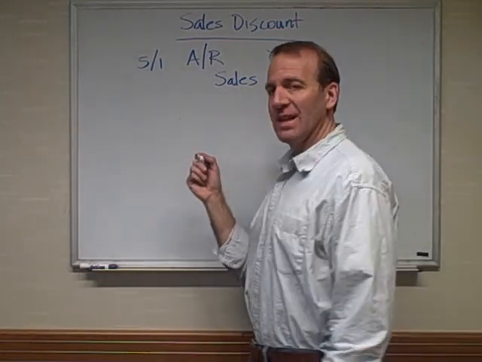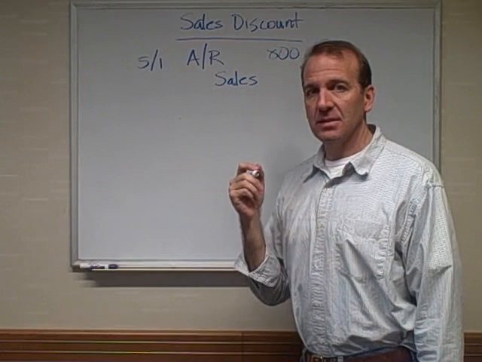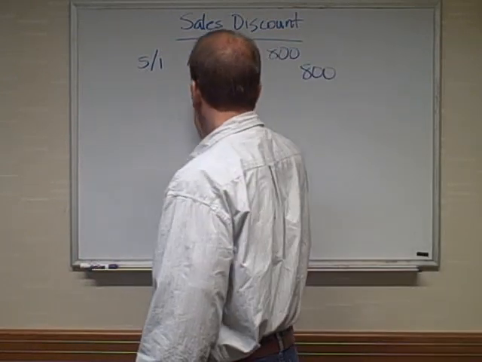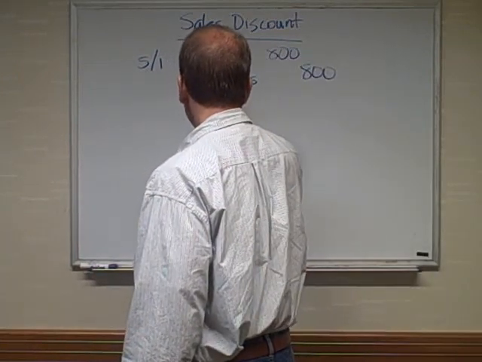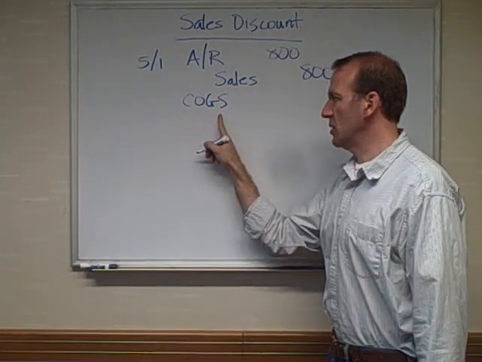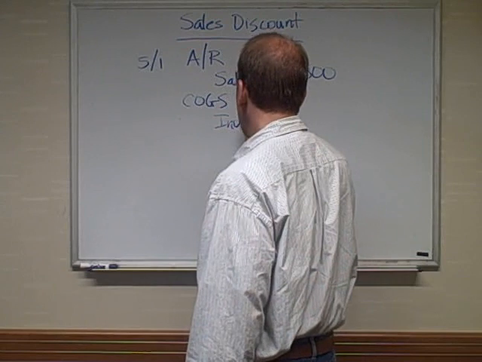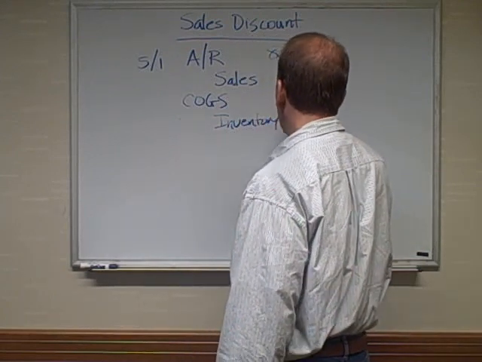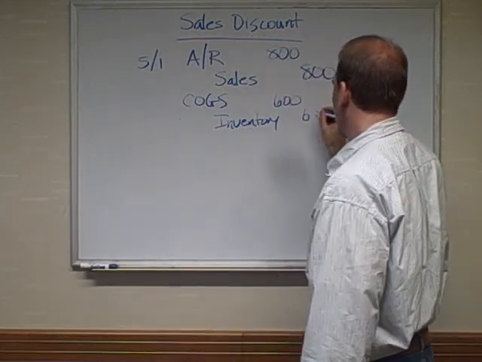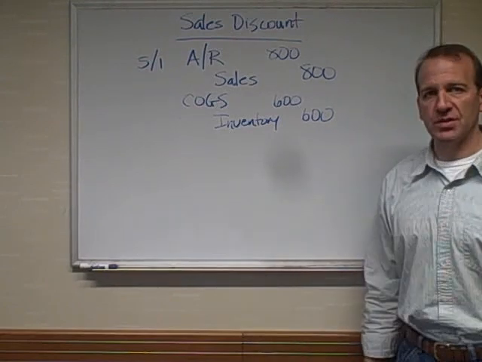Now, remember I said that we sold items costing $600. So we're going to debit cost of goods sold, COGS, cost of goods sold, which is an expense, and then we're going to credit inventory, which is our asset. Debit this for $600 and credit the inventory for $600.